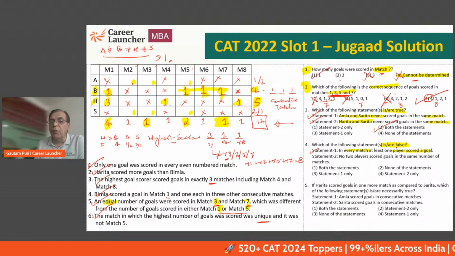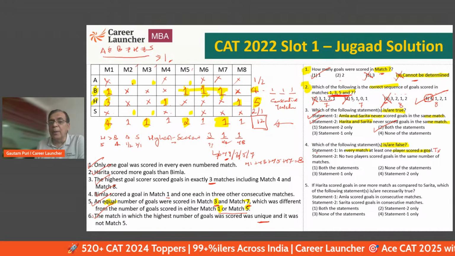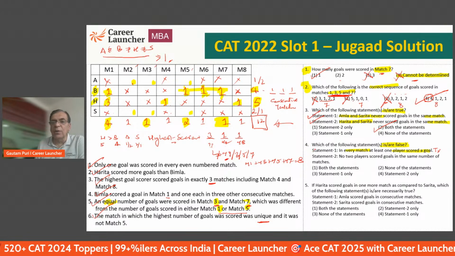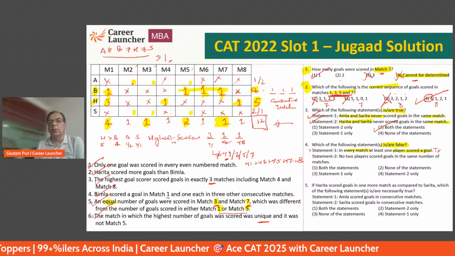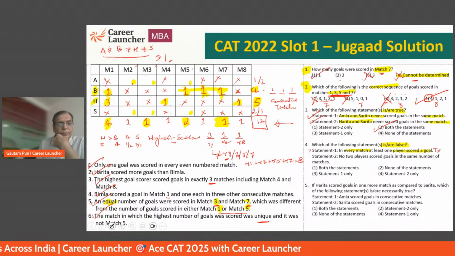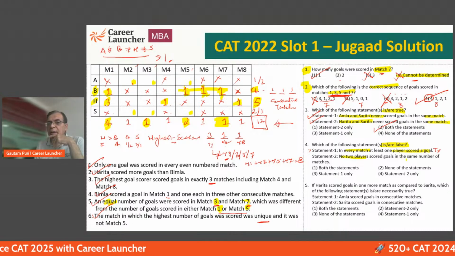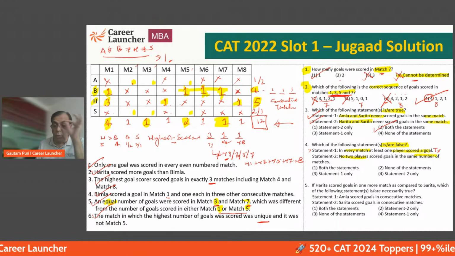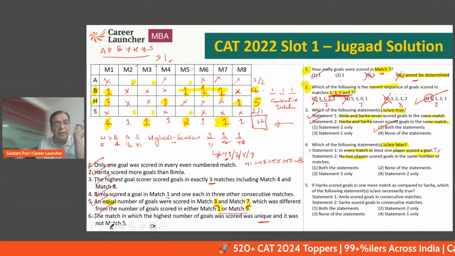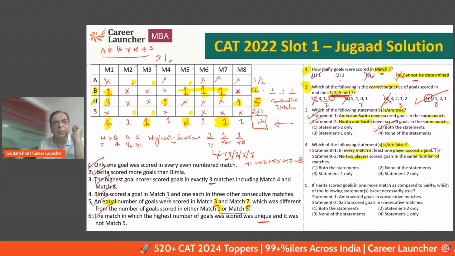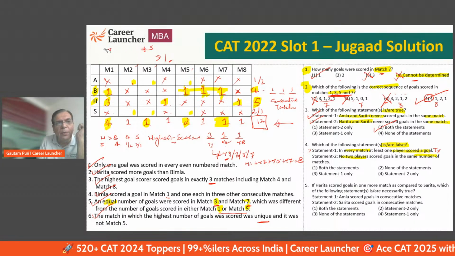We are looking for false. This is truth. So this statement cannot be a part of my answer. This statement is correct, so it cannot be a part of my answer. So let me cross it out. Statement 2. No two players scored goals in the same number of matches. Let's see. Okay. Now, I'll just erase this thing on the top.